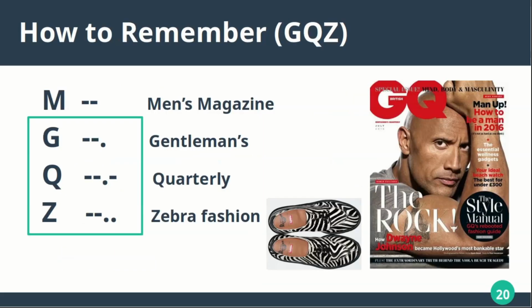So how do I remember them? G, Q, Z, I think of them as deriving from M. There's a men's magazine called Gentleman's Quarterly. You can see a picture there on the right-hand screen with The Rock. And there's GQ. And I don't know, maybe The Rock likes to wear zebra fashion shoes. So whenever you think of G, dash, dash, dot, quarterly, dash, dash, dot, dash. And then zebra is dash, dash, dot, dot. And just memorize. That's all I can say.